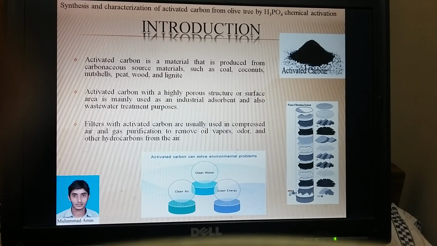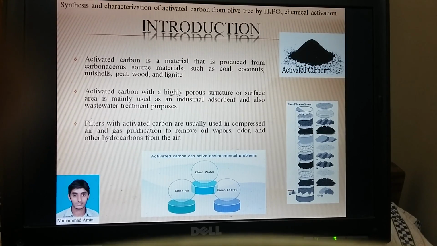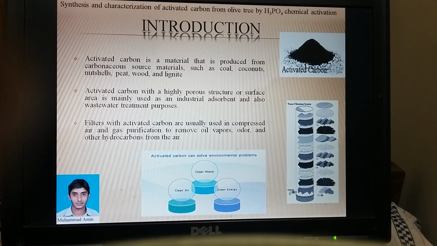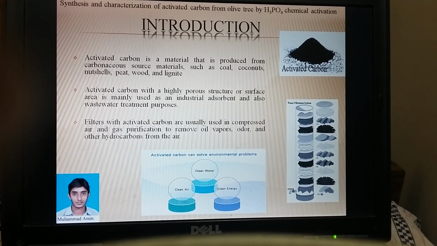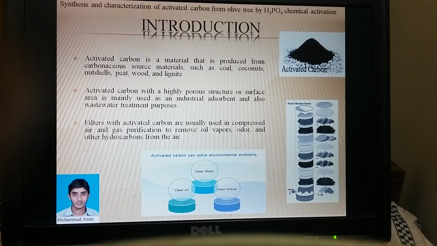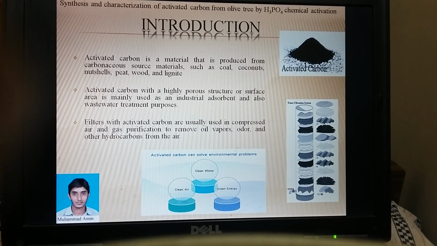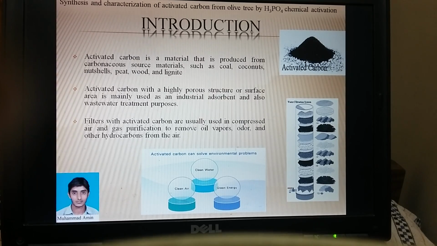Filters with active carbon are usually used in compressed air and gas purification to remove oil vapors and other hydrocarbons from the air. In other words, active carbon is a green energy option to clean water and to clean air.